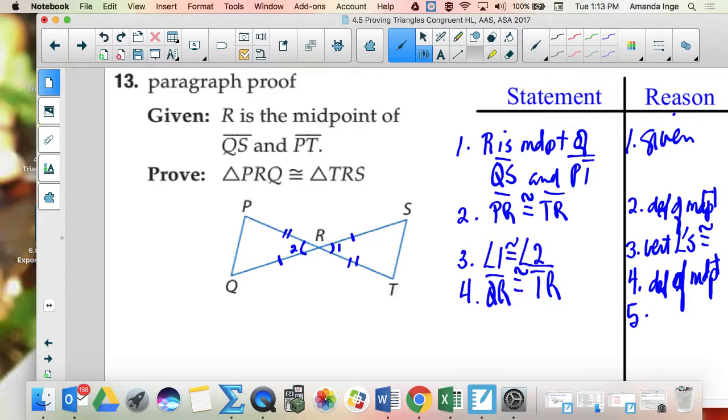So how can we say that triangle PRQ is congruent to triangle TRS? Side angle side. Okay. Because we've got this side, this angle, and this side.